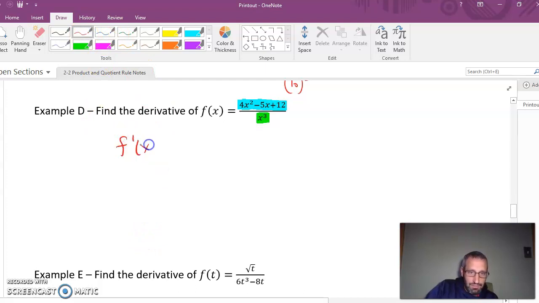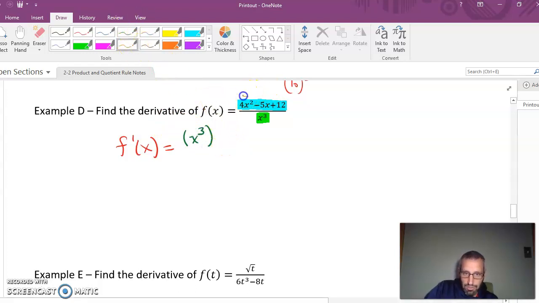F prime of x, right? This left side of the equation is going to become really important, okay? We're going to have to watch that. So I think some of us are maybe not paying as close attention to that, but we will focus in on that a little bit more. It's going to mean more to us, okay? So f prime of x equals low d high minus high d low all over low squared. Low. We're just copying. Straight copying low, x to the third power.